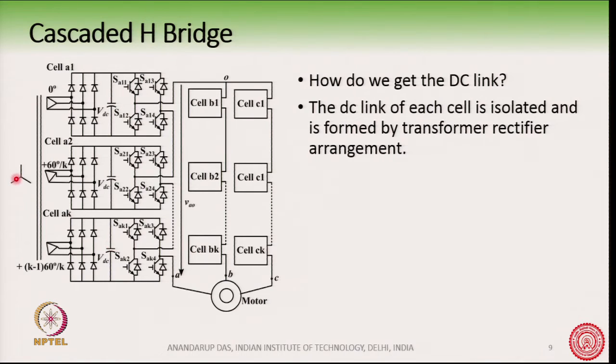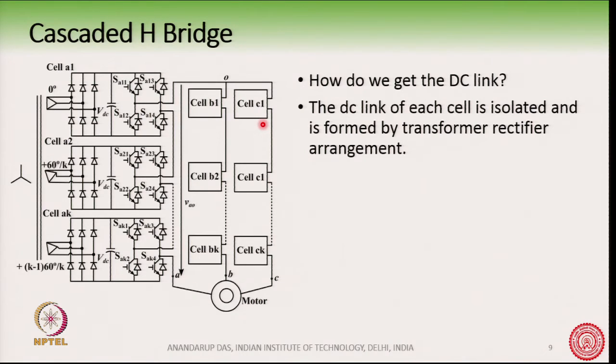We often have a transformer which has a primary and several secondaries like this, and each secondary is connected to the respective rectifier. So, we have a similar arrangement for cells in B phase and for cells in C phase.